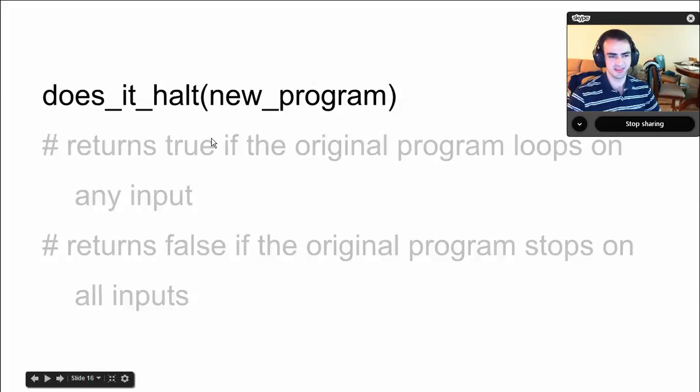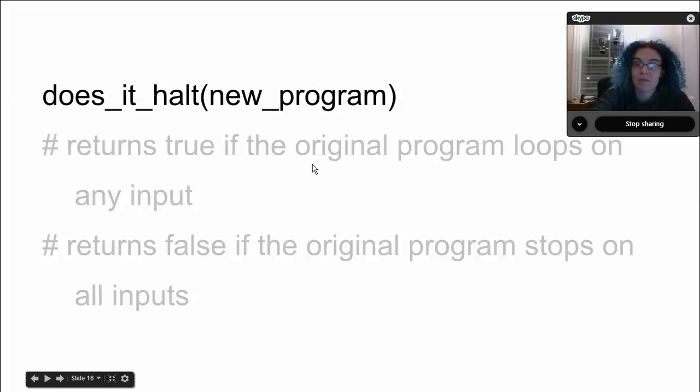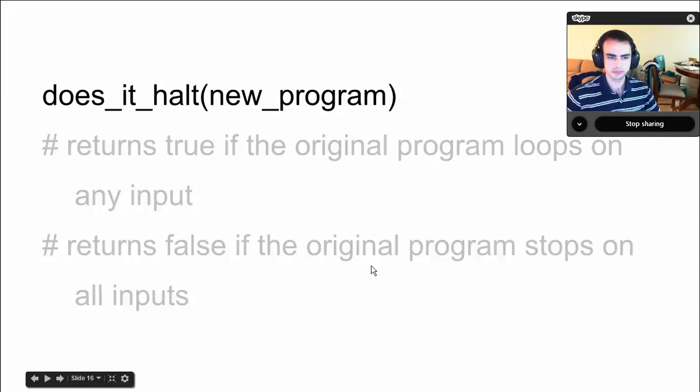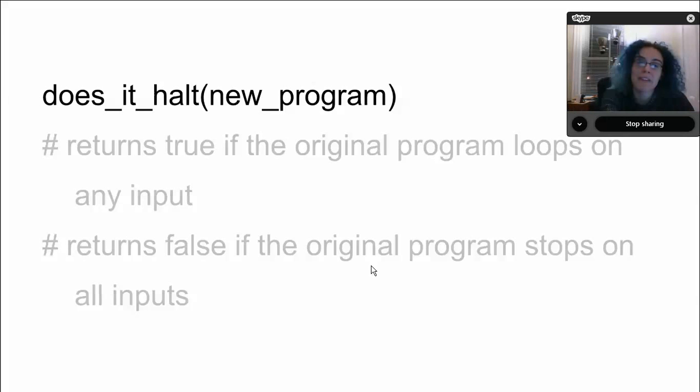So you run your does it halt program on that program, and if it returns true, you know that the original program loops forever on some input. That's a weird sentence. And if it's false, the original program stops on all inputs. So that's my confusion right there, because if you have an infinite number of inputs, then it's just going to run through there forever. Well, that's the point, because you can tell if a program does that.